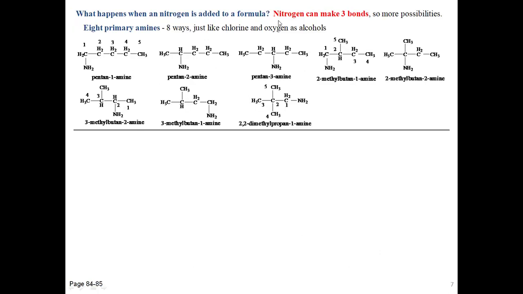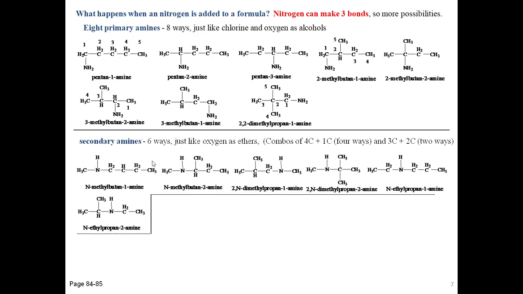Now if we go to nitrogen, we can make 3 bonds, and so we're going to encounter the same 8 that we did the first time when nitrogen only has 1 bond, an NH2. Okay, the same as the chlorine, the same as the OH. Or I could connect the nitrogen at 2 places with carbon, so we call this a secondary amine.